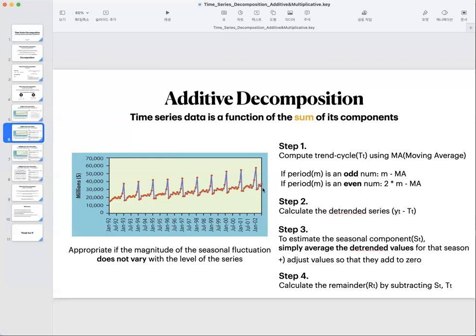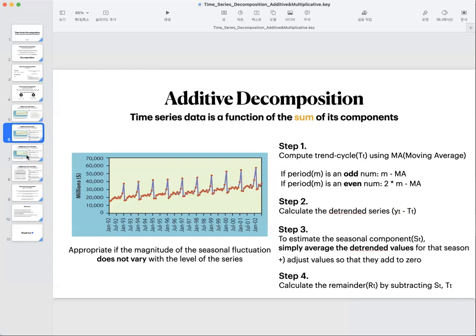So after that, we can calculate the remainder, the noise, by subtracting the trend and seasonal components. This remainder refers to data that are not captured within the regularity of the model, which allows us to gauge whether this model is suitable for capturing the patterns in the data.